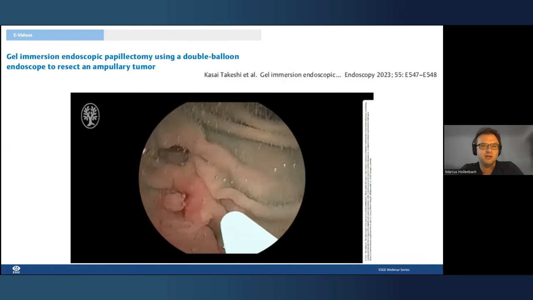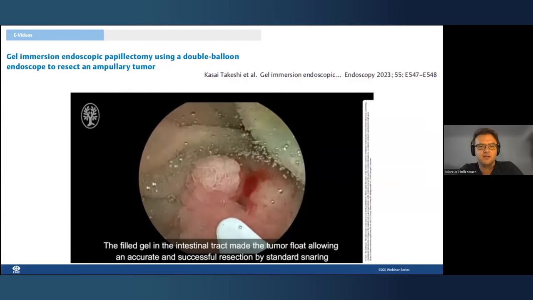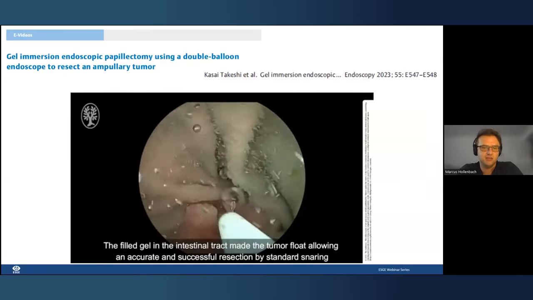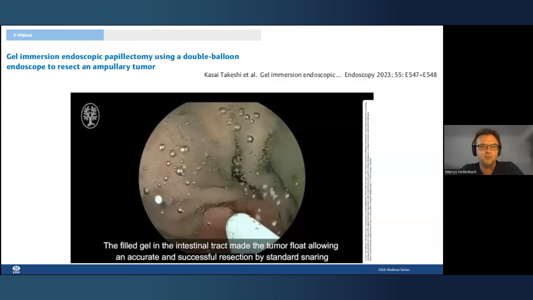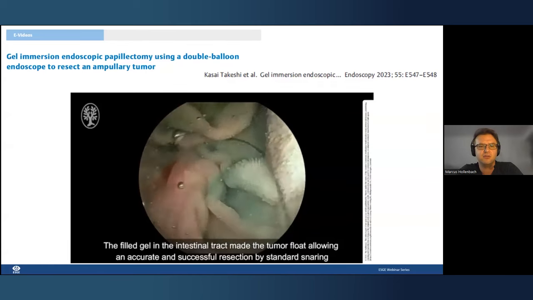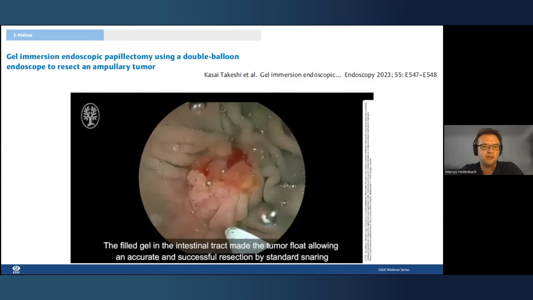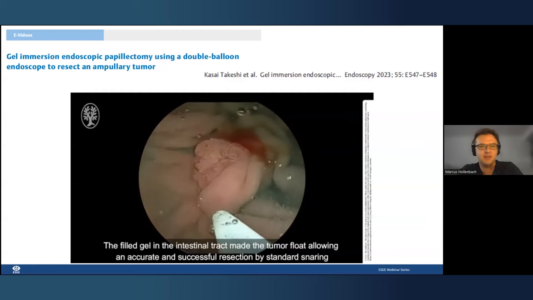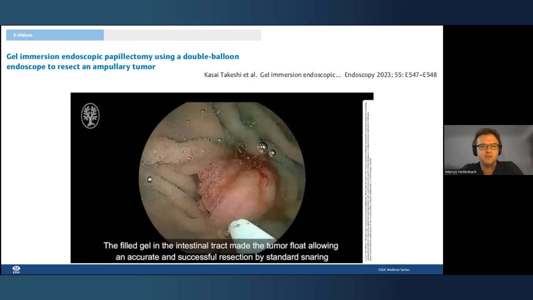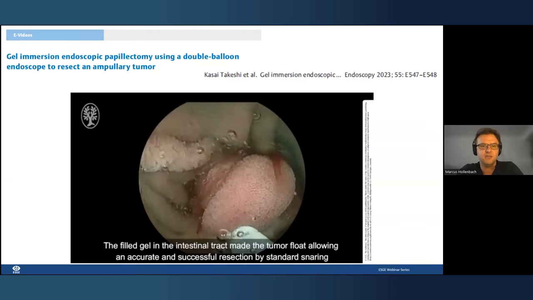You can see here the gel immersion, and then the snare is opened, and then the snare is surrounded to the lesion. And you can see in this video also that this was a complex situation because it was a patient who underwent gastrointestinal surgery, and the authors used a double balloon enteroscopy to enter the ampulla, which makes the resection more complex. And now you see here the classical endoscopic papillectomy with the snare surrounded, and then the lesion is cut underwater or in the gel immersion.